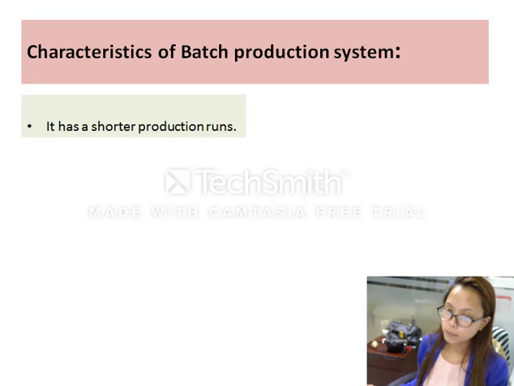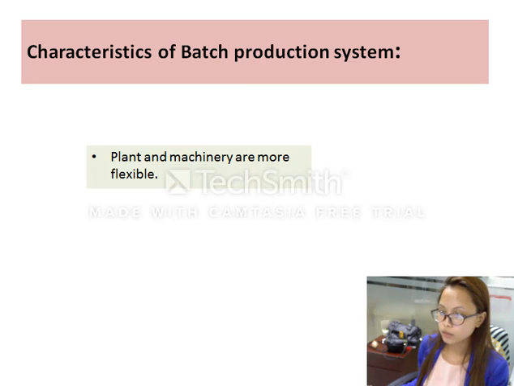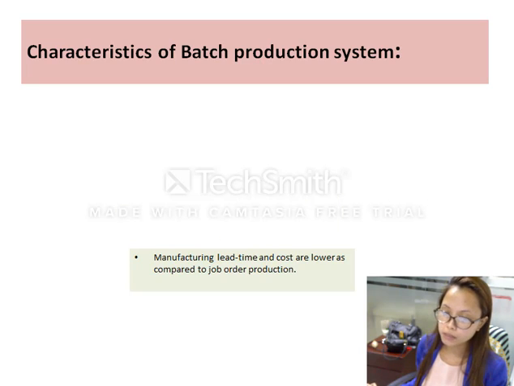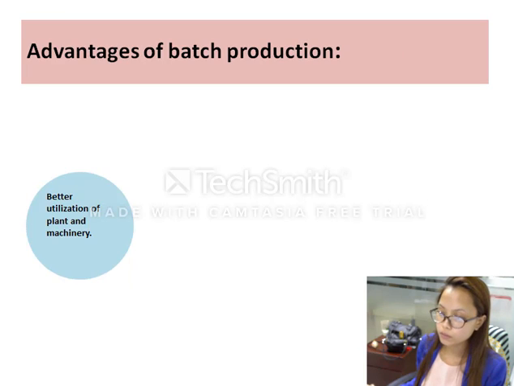Characteristics of batch production system. It has shorter production runs. Plant and machinery are more flexible. Plant and machinery setup is used for the production of items in a batch, and a change of setup is required for processing the next batch. Manufacturing lead time and cost are lower as compared to job order production.